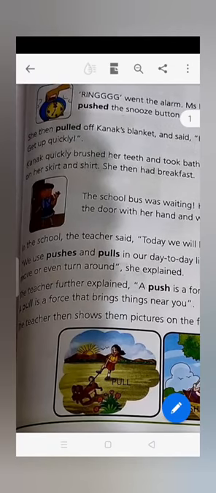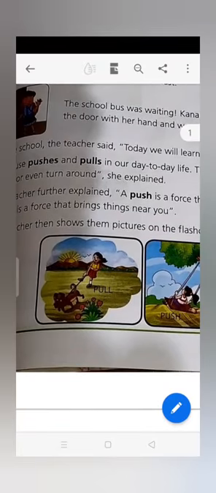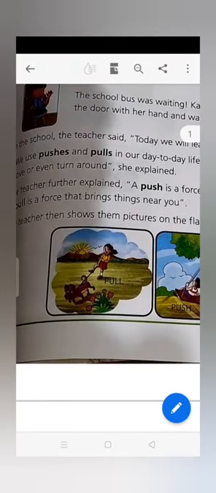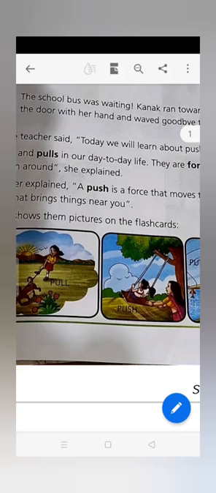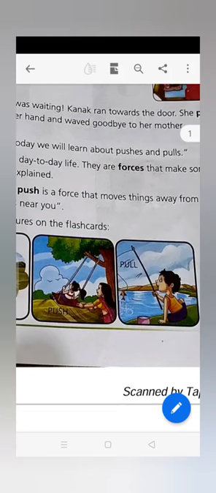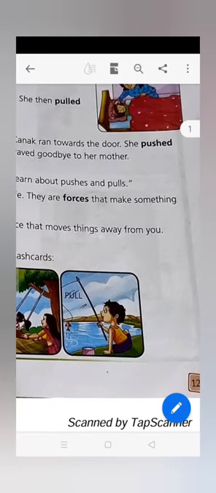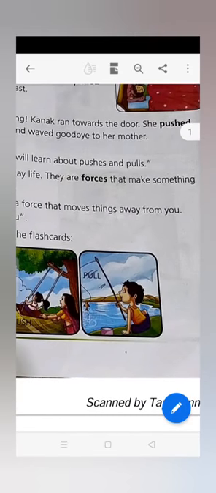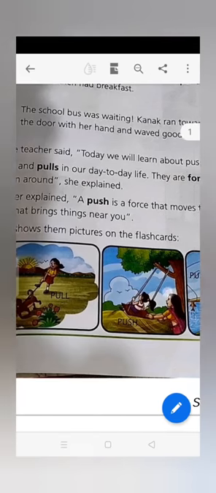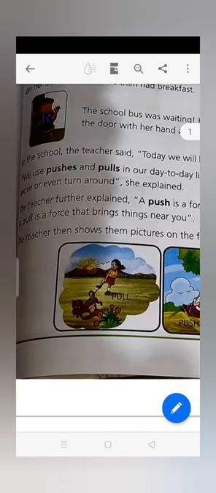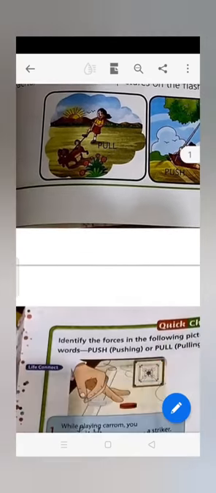near us. The teacher then shows them pictures of the flashcards. Now see, what is this activity? The girl is pulling the chain of the dog. Mother is pushing the swing, and this boy is catching fish and he is pulling the fishing rod. So these are some activities related to push and pull.